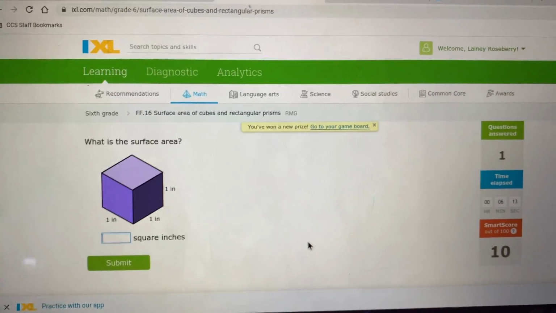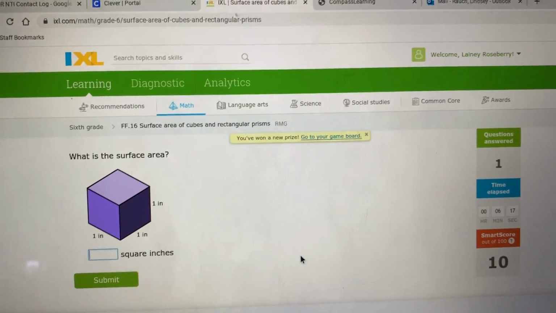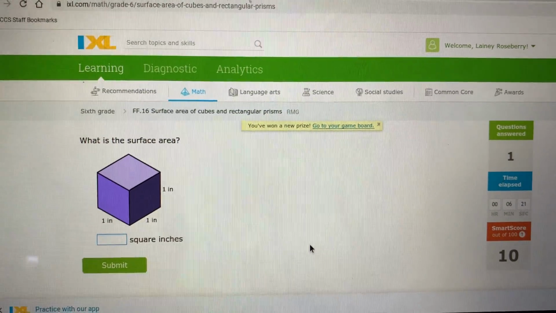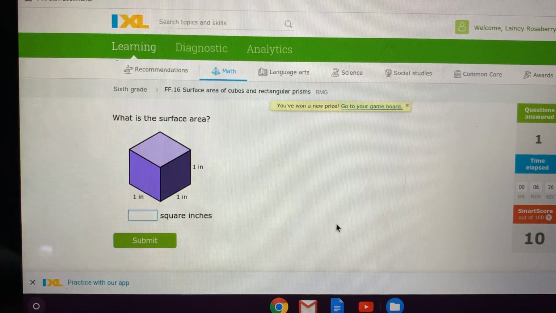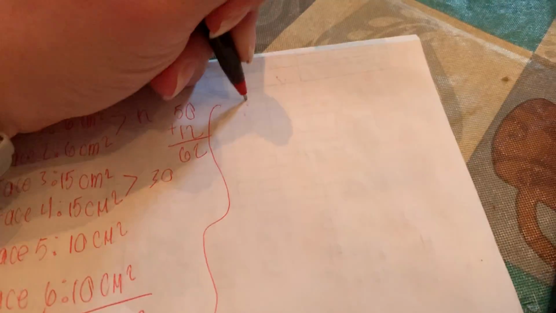It says, what is the surface area? Again, we are going to find the area of every one of these faces of this cube, and then we're going to add them together. So again, this is a cube. All sides are the same. So if we look at this, I'm going to just write 1, 2, 3, 4, 5, and 6. Those are all my faces.